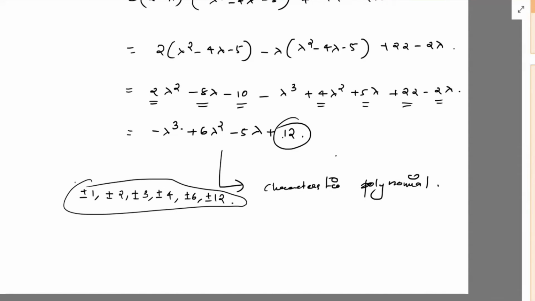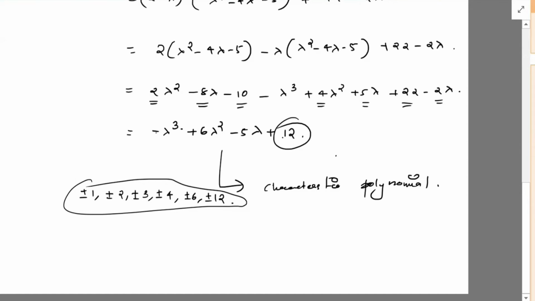Okay. So the possible values of roots. The roots will be one of them. It may be plus or minus 1, or it may be plus or minus 2, or it may be 3, 4, 6, or 12. So to find the root, we will arbitrarily substitute these values into the characteristic polynomial. So I am going to start from 1. So what happens when we substitute 1 into the characteristic polynomial?